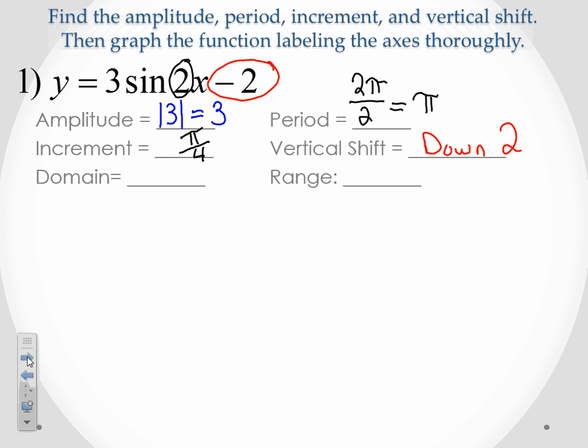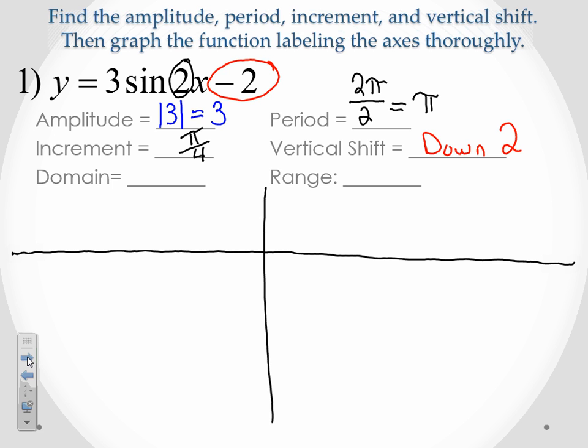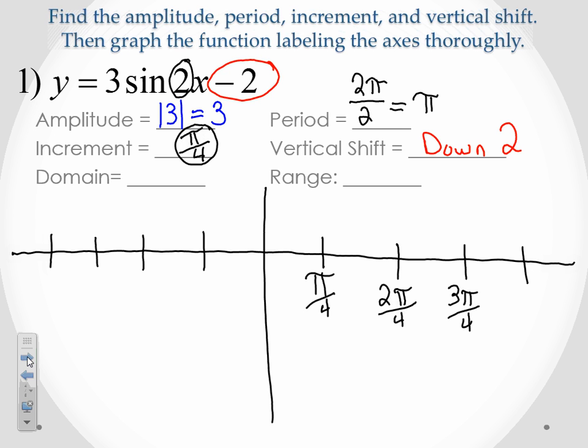Now we know we're going to go down 2, so I'm going to put my x-axis a little bit higher than I have been. Put my y-axis, need to do my increments. There's going to be 4 increments on each side, ladies and gentlemen. So 1, 2, 3, 4. 4 on this side. 1, 2, 3, 4. Now we can label them. We're counting by pi over 4. So we have pi over 4, 2 pi over 4, 3 pi over 4, and 4 pi over 4.